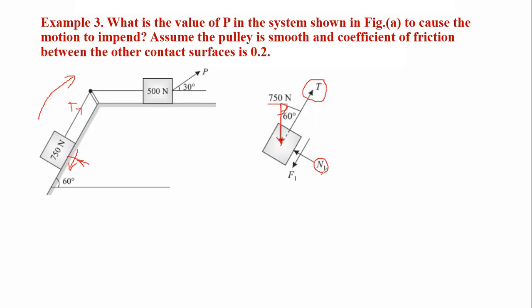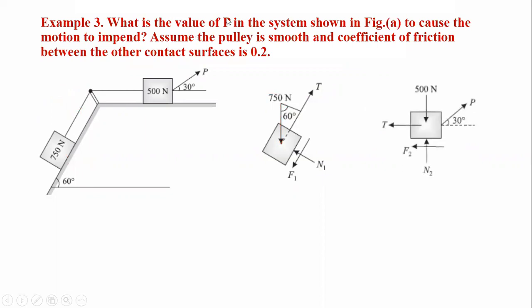In this free body diagram, we generally show the external loads. There is no external load on this block, only the self weight of 750 Newton and the reaction components: the tension T in the string, the friction F1, and the normal reaction N1.